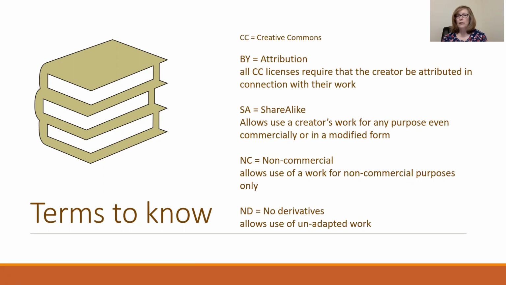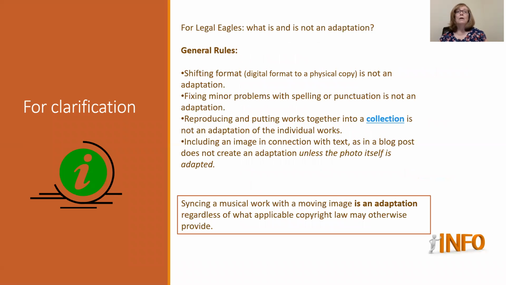SA means share alike. It allows the creator's work to be used for any purpose, even commercially, or in a modified form. NC refers to allowing the work to be used only in non-commercial ways. And then ND for no derivatives. It allows the use of an unadapted work. So those are some terms to know as we unpack this information.